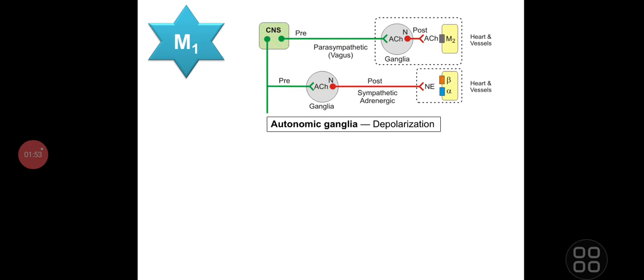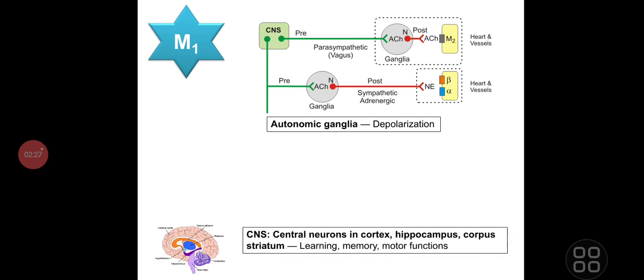Here it releases acetylcholine, and this acetylcholine binds with the M1 receptor and produces a signal for the postganglionic neuron, which ultimately leads to the message to the affected cell or organ. So when acetylcholine binds with the M1 receptor, it causes depolarization for the generation of new signal. So in autonomic ganglia, this M1 receptor stimulation results in a depolarization.